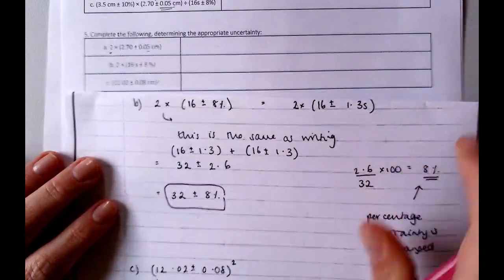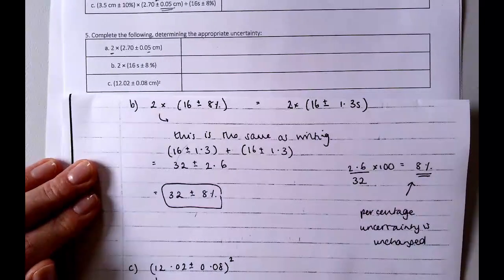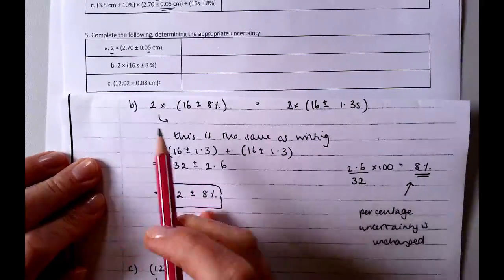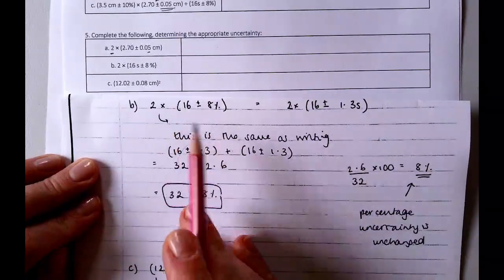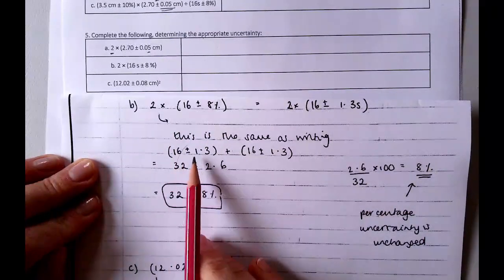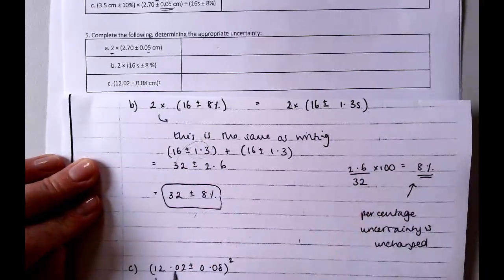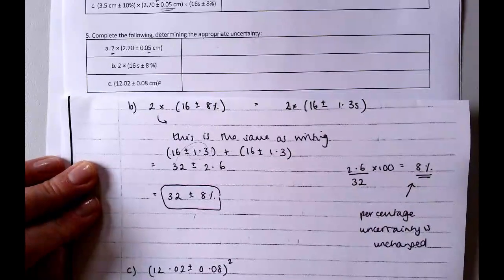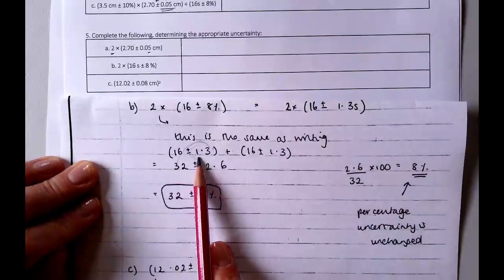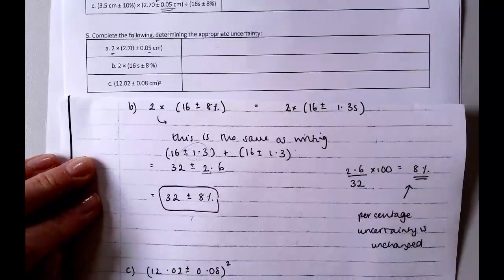Okay, in B we've got two lots of 16 plus or minus 8%. So I found 8% as an absolute uncertainty. That's important. Okay, so I've got two lots of 16 plus or minus 1.3. That is 8% of 16. And again, I've then got my uncertainties in a way that I can accumulate them. I've got 1.3 plus 1.3 gives me plus or minus 2.6.